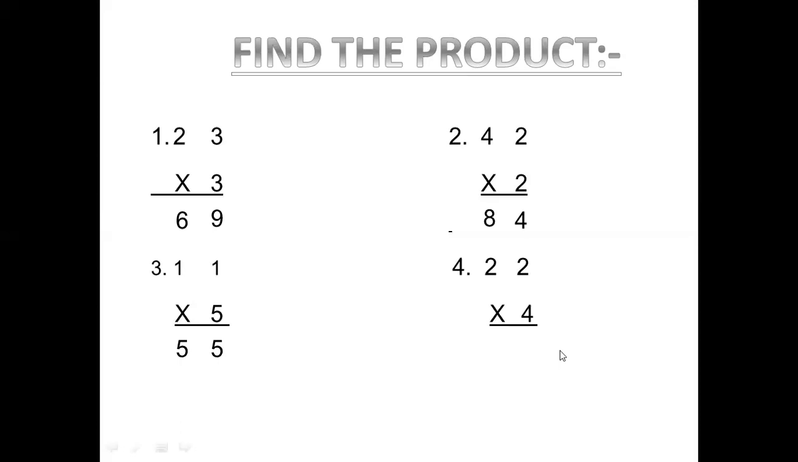See the next question. 22 into 4. So first you will do 4 times 2 equals 8. And the next one again the same, 4 times 2 is equal to 8. So this is how you're going to find the product. It's easy, isn't it? But you will do more practice.